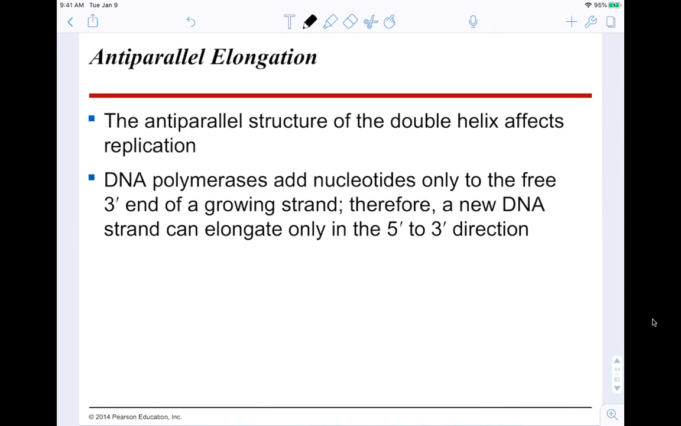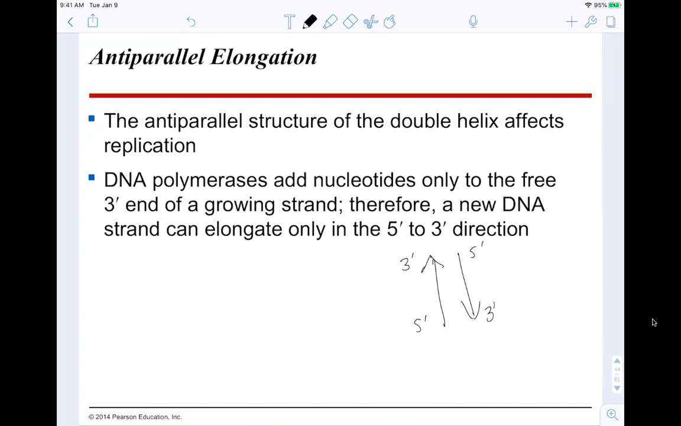So, antiparallel elongation. The antiparallel structure of the double helix affects replication. Remember that we said that it's antiparallel, so one direction and the other direction. So for instance, if this was 3' and this was 5', this would have to be 5' and 3'. They run in opposite directions, okay?